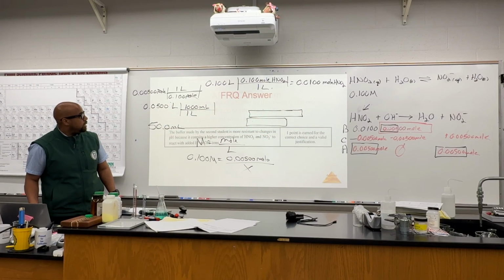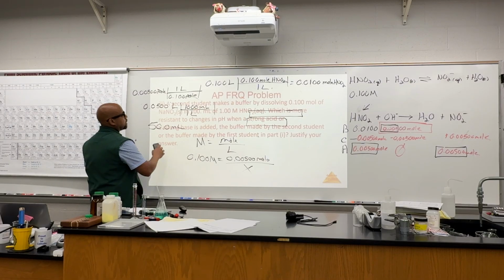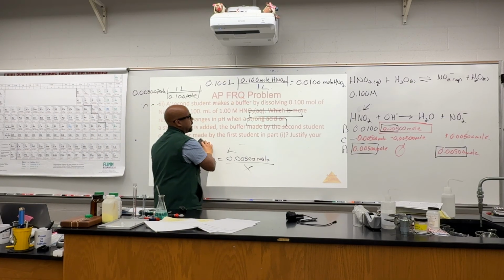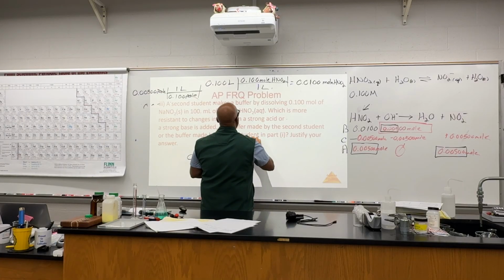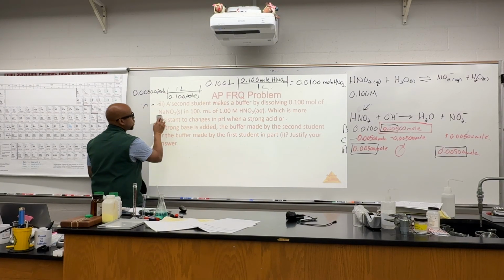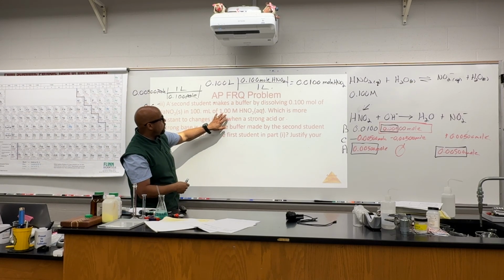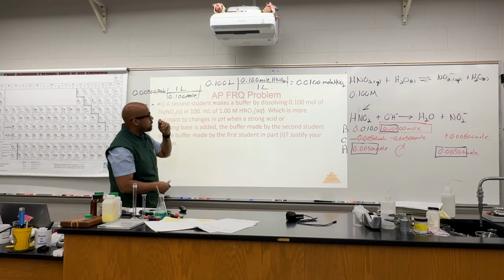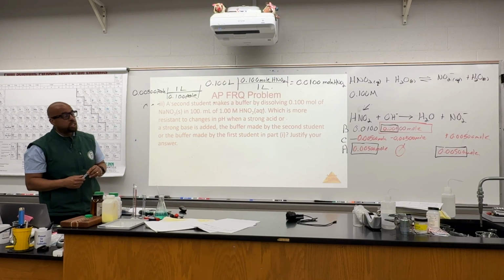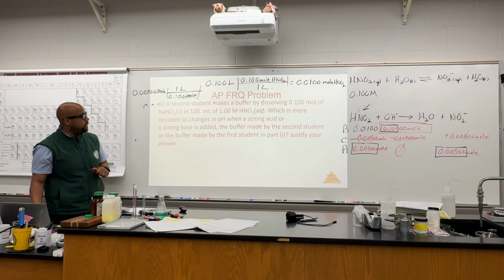If you look at it, basically what they say is we have a second student who makes a buffer solution. And for this buffer solution, they're going to start off in this case with 0.10 moles of the actual conjugate base. And also they start off with a 1.0 molar of the weak acid. And the question they have is which one's going to do a better job of resisting the change in pH?